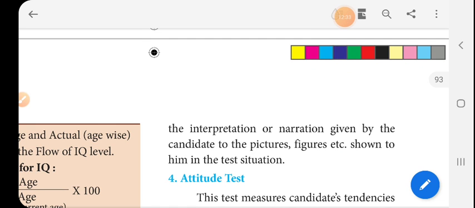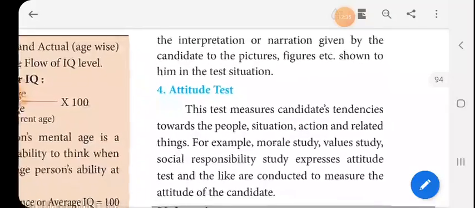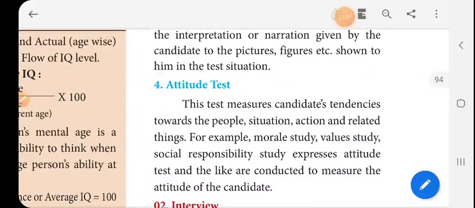Then fourth one, attitude test. This test measures the candidate's tendencies towards people, situations, actions, and related things. For example, moral study, value study, social responsibility, etc. So these are the tests conducted by the organization to the candidates.